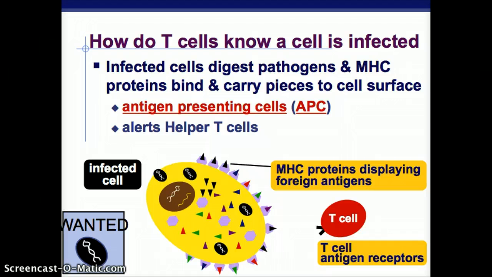How do T cells know a cell is infected? Well, normally it gives off its normal, "Hey, I'm a totally normal thing" signals. But here you can see these foreign antigens saying "foreign, foreign, foreign, it's been infected." So it kind of sends off this wanted signal, and the T cells will come in with their antigen receptors to check on this cell.